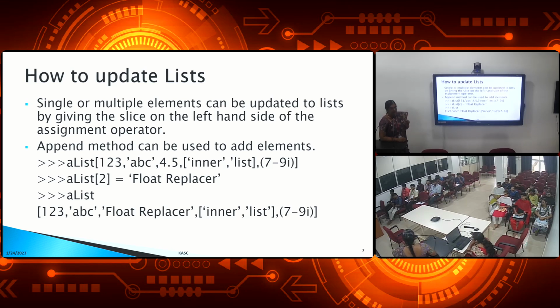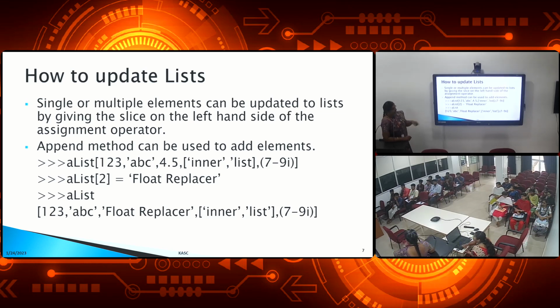The second point is that in a list we can make an inner list. Yes, of course, we can make an inner list also, and those values are given too. Now you are going to replace some of the values. Suppose the value is 4.5 and you are going to replace it with a float replacer. How are you going to index it, how are you going to update that one?